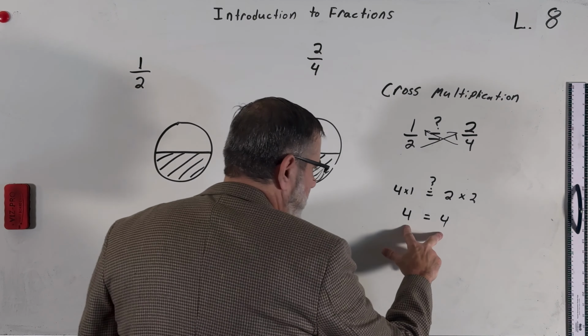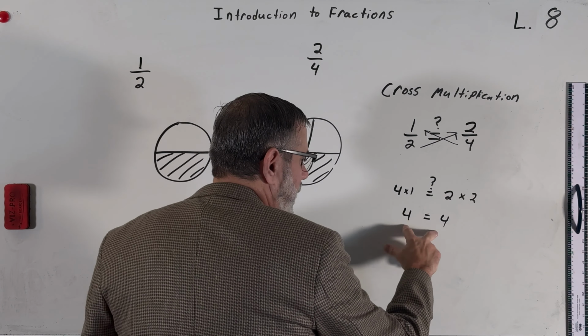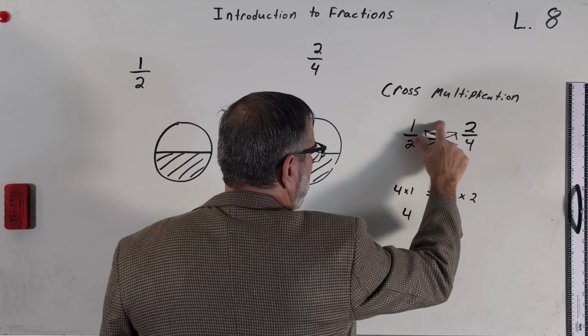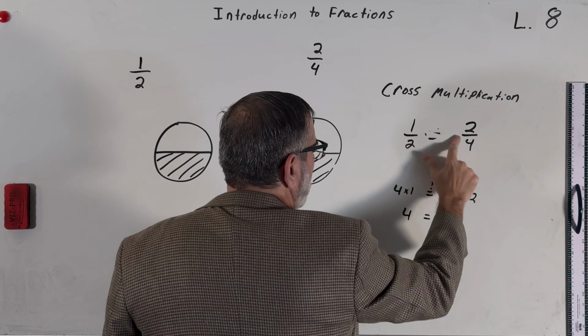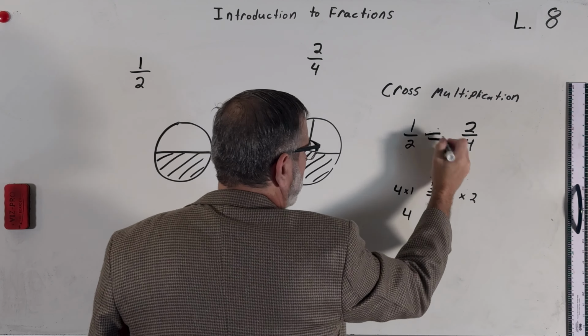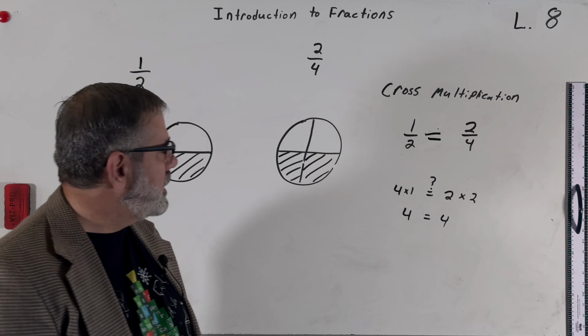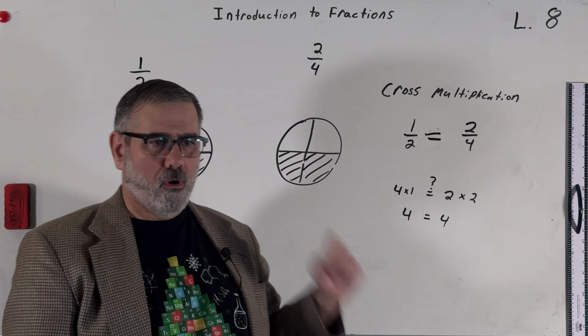And now if these are equal, if what we get after cross multiplication is equal, that means that what we started with is equal as well. So I can erase the question mark over the equality here, and I can then definitively say, because of the cross multiplication check that I did, that 1/2 is equal to 2 quarters.